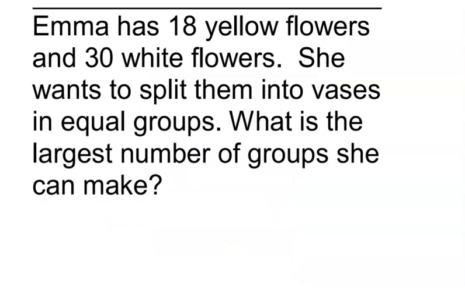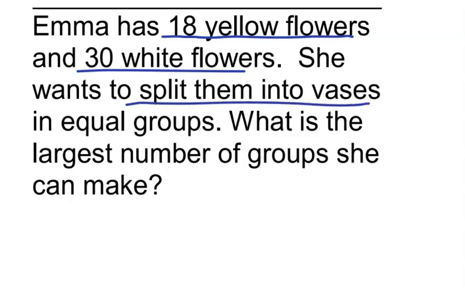All right, so Emma has 18 yellow flowers and 30 white flowers. She wants to split them into vases in equal groups. So all the vases will look the same. So they have the same number of yellow flowers and the same number of white flowers. What is the largest number of groups she can make? Okay, well, I guess we're going to have to find the greatest common factor of 18 and 30, right? And that'll give us how many groups she can have.